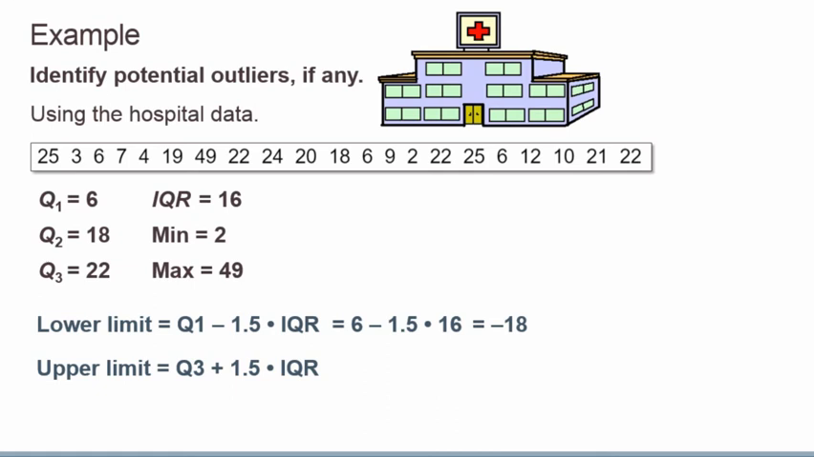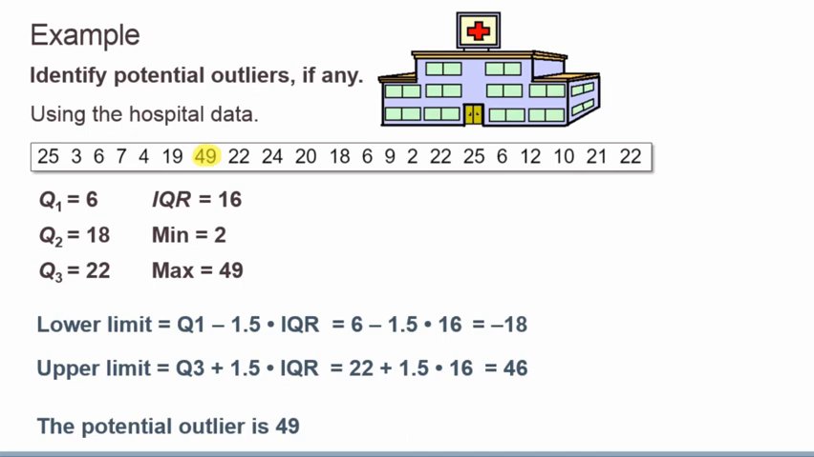Now we want to find the upper limit, Q3 plus 1.5 times IQR. That's 22 plus 1.5 times 16, which gives us 46. We have one data point that's larger than 46, and it's 49. The potential outlier is 49.